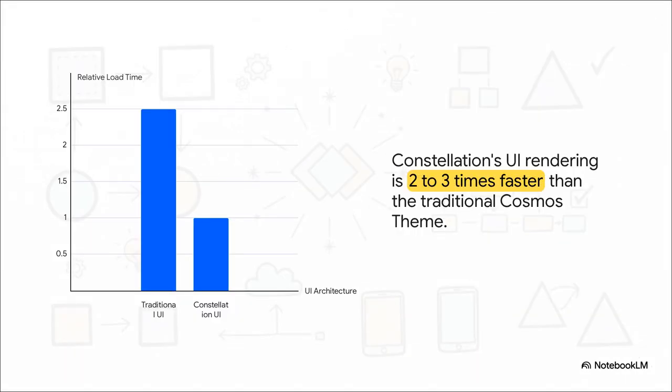And that speed isn't just for developers, not at all. It translates directly to the end-user experience. Because so much of the work is now happening right there in the browser, Constellation's UI rendering is consistently 2 to 3 times faster than what you'd get with traditional UI. Clicks feel instant, screens load in a flash. It's the kind of performance that users just expect from modern apps now.